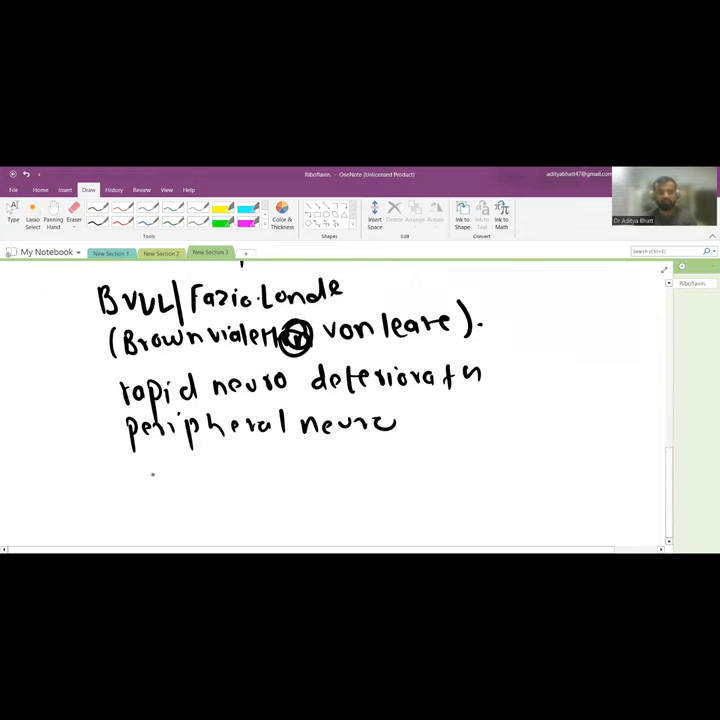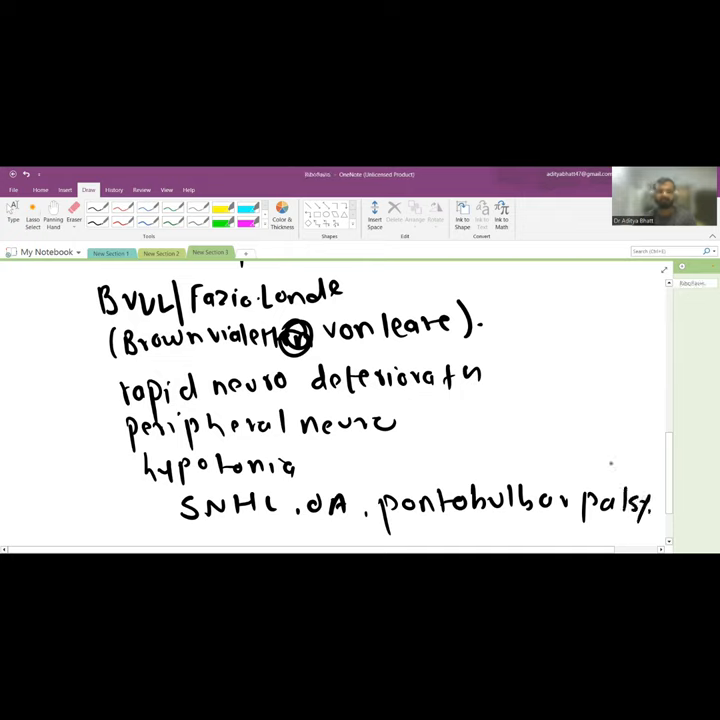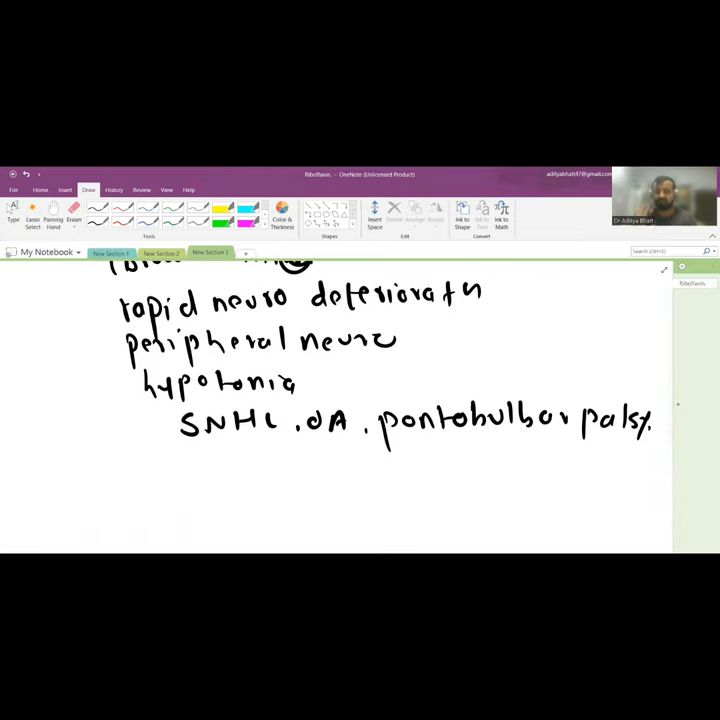There is hypotonia, sensorineural hearing loss, there might be optic atrophy, and there might be pontobulbar palsy. What happens in BVVL is the patient suddenly comes to you with sudden neurological deterioration, and it is a genetic disorder associated with the metabolism and functioning of riboflavin. Riboflavin has been successfully used as a treatment in these patients. The gene I want you to remember is SLC52A2; there is some deficiency of riboflavin transporter proteins thought to occur in BVVL.